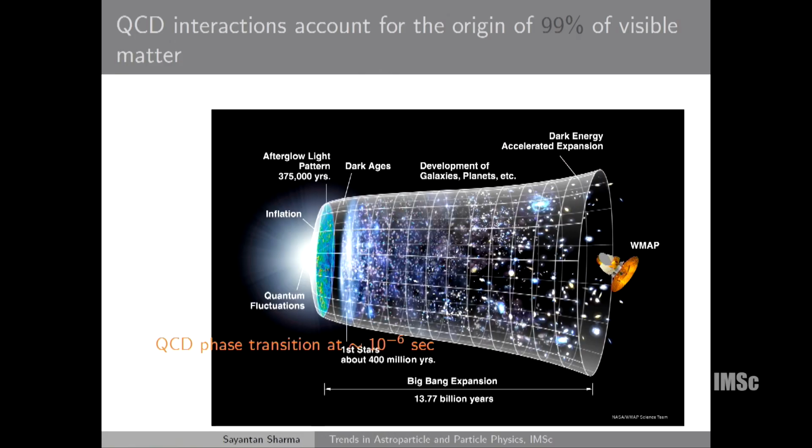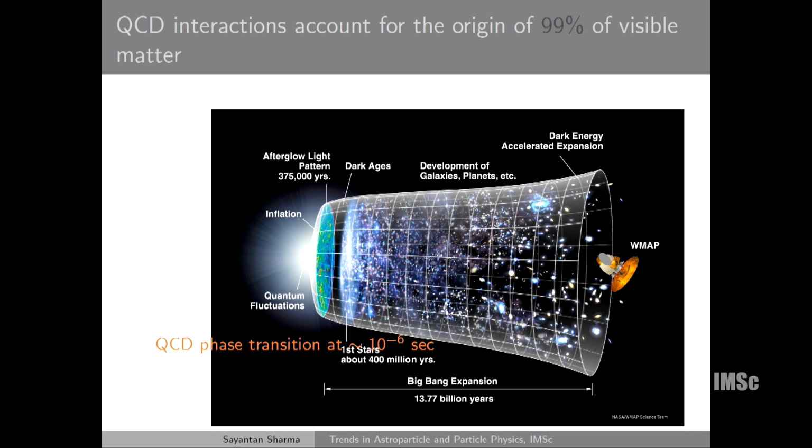So my topic today will be understanding the role of chiral symmetry in the QCD phase diagram. And why is it important? Because it is believed that there was a QCD phase transition which happened very early in the evolution of the universe, about 10 to the power minus 6 seconds after the Big Bang. And this QCD phase transition is very important because it accounts for an overwhelmingly large amount of the visible matter that exists in the universe, more than 99%.